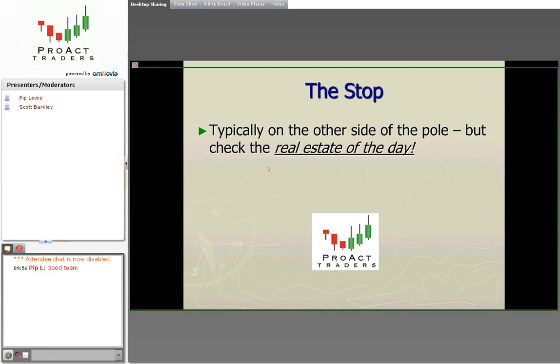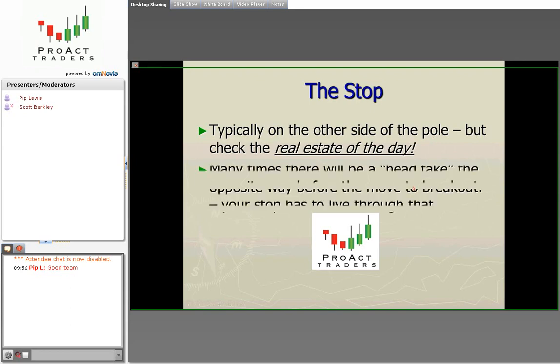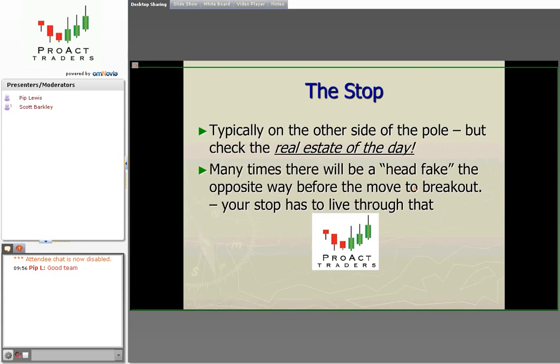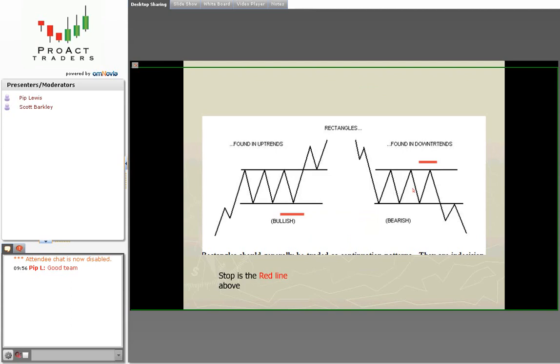But check the real estate of the day. Many times there will be a head fake the opposite way before the move to the breakout, and your stop has to live through that. I'll show you what that looks like in a minute.